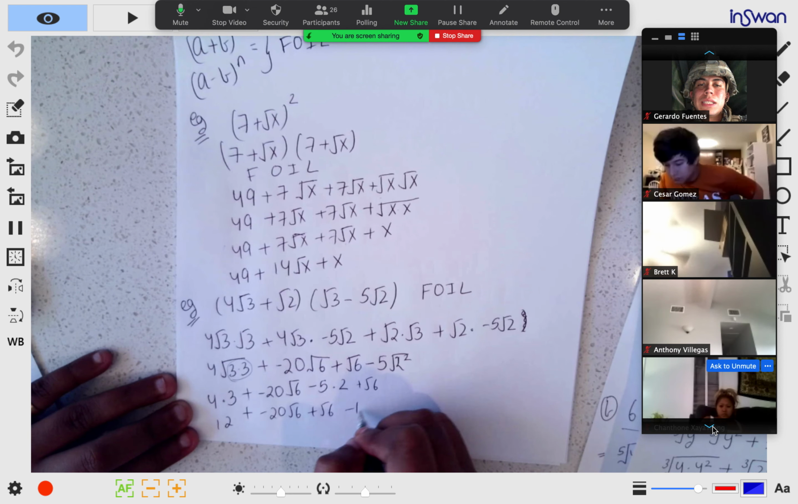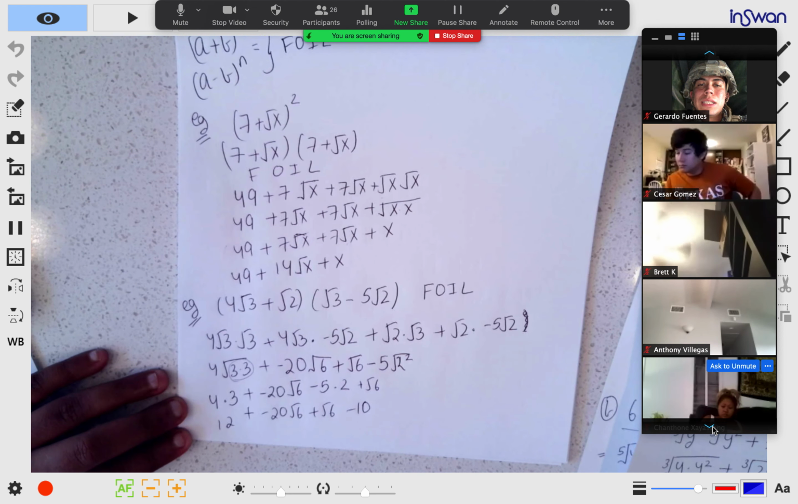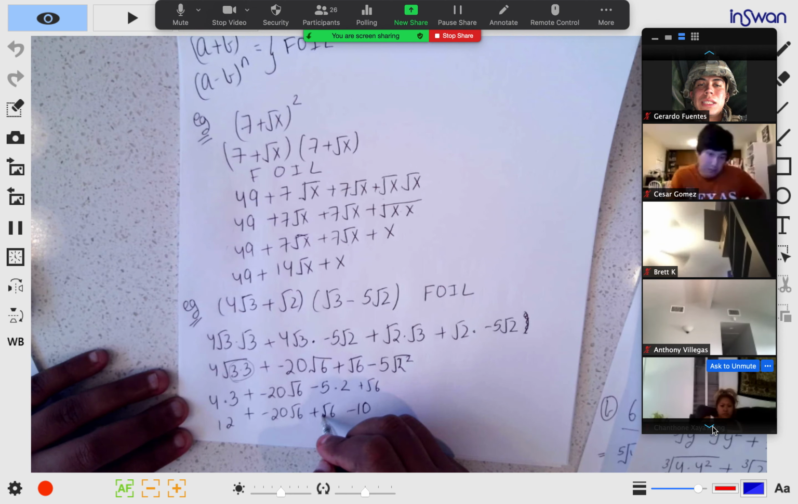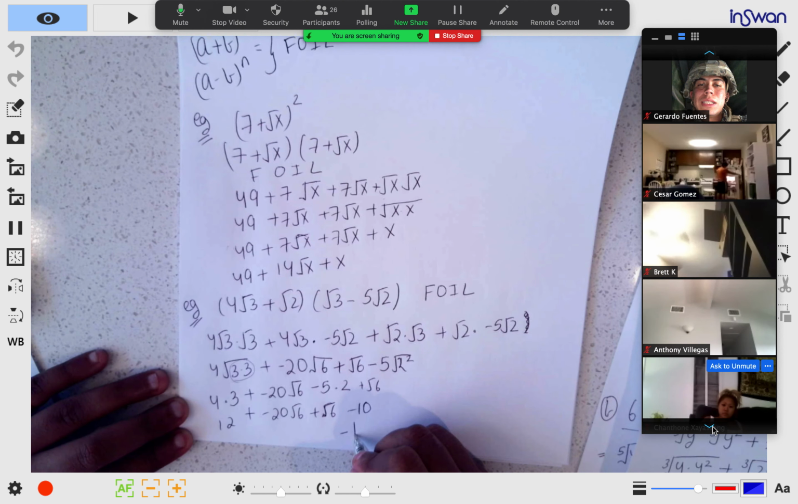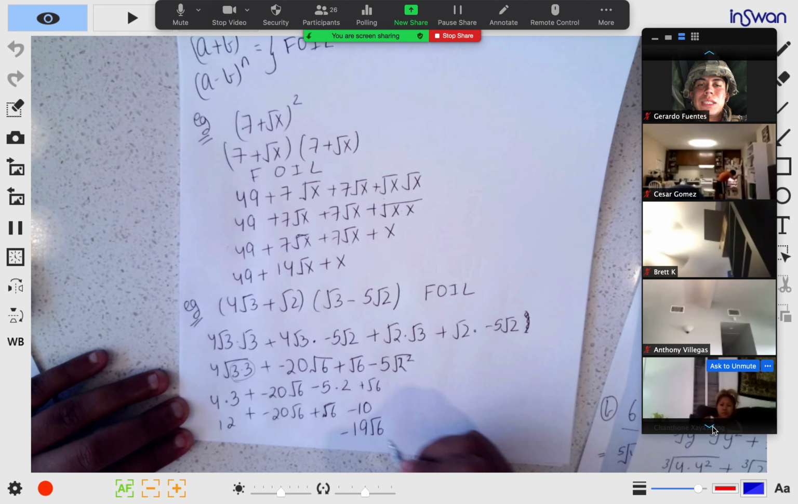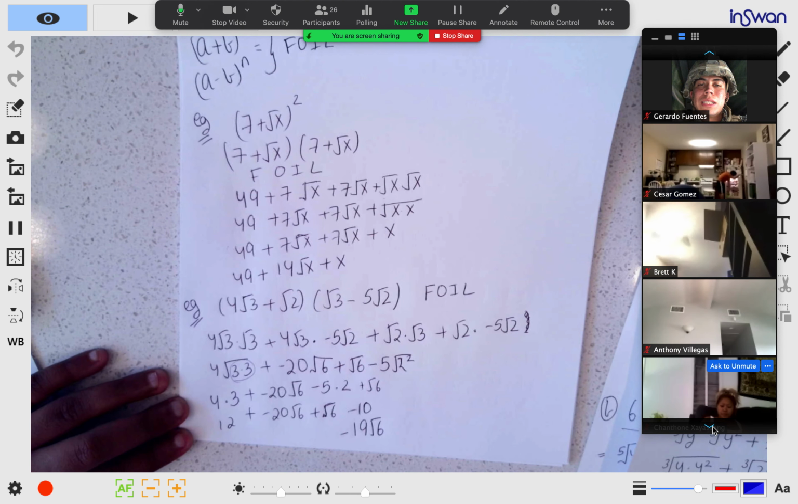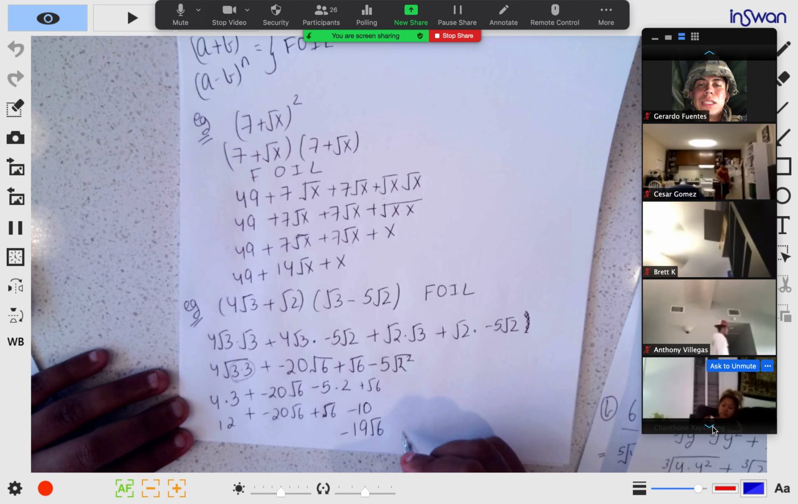Anything else you can combine? You could combine the negative 20 and just the square root of 6. So what do you get? Would that just be negative 19 square root of 6? Exactly. What else can you combine? You can combine the 12 and the negative 10. What do you get? And then you just get 2. Positive 2. Perfect.